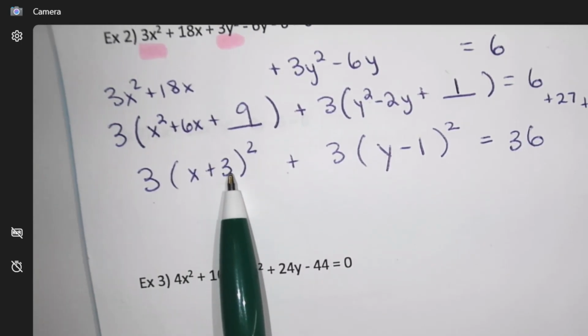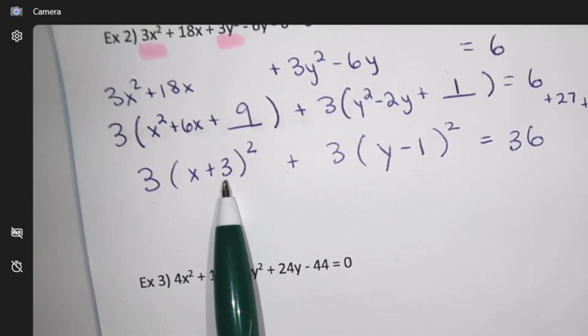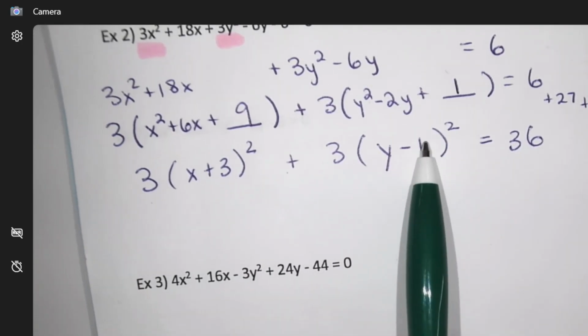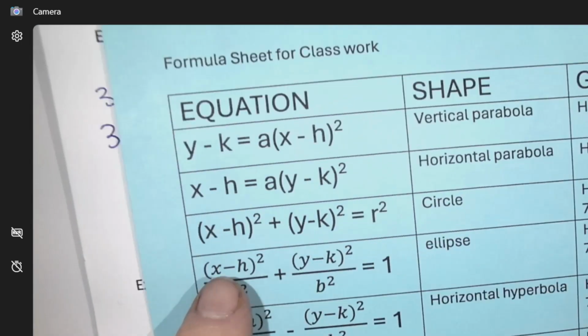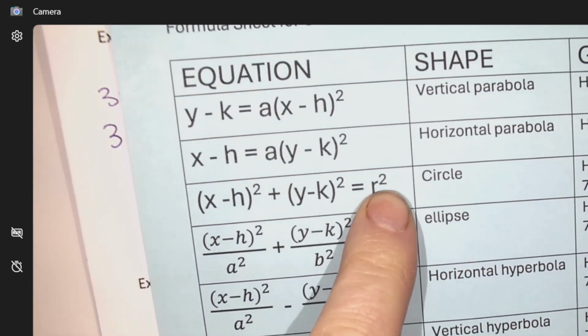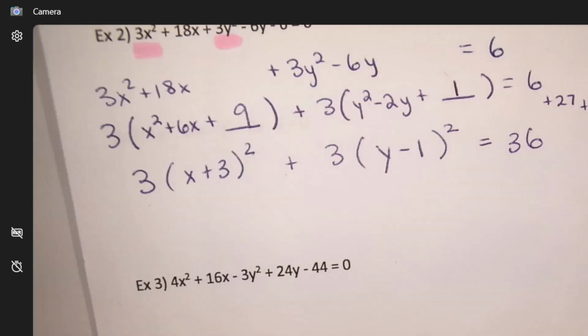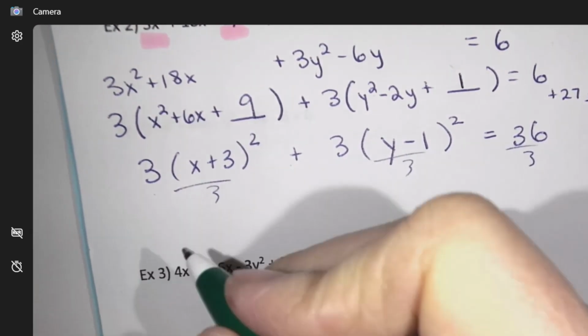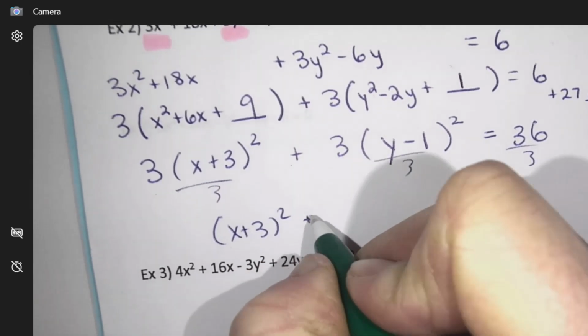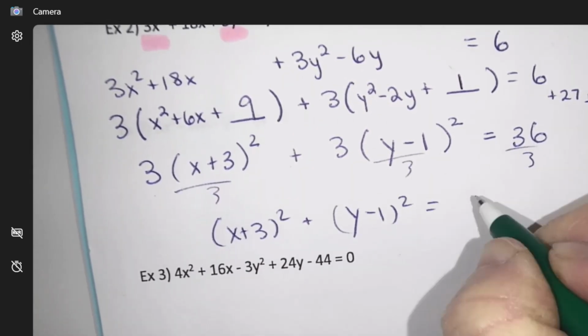Okay, so what am I doing here? What kind of number will multiply to 9, add to 6? What would multiply to that and add to that? Okay, everybody has a little sheet that I gave them. How should the circle look at the very end? Round? Or like the equation. It should look round, yes. It needs to look like this. So I'm going to divide everything by 3. So x plus 3 squared plus y minus 1 squared equals 12.